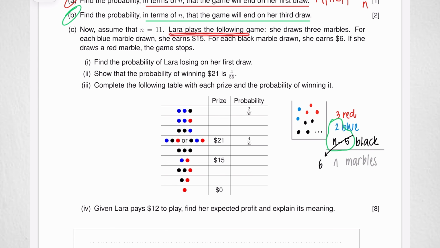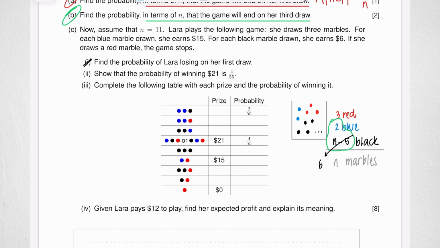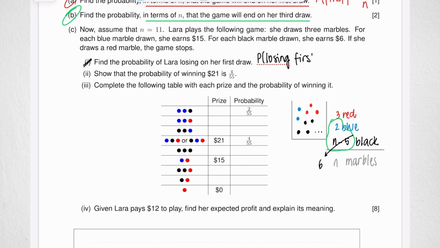And Lara is playing the following game. She draws 3 marbles. For each blue marble drawn, she earns 15 bucks. For each black one, she earns 6. And if she draws a red marble, then the game stops. Now, in this case, the probability of losing on her first draw is 3 out of the total, which is 11 now. So the probability of losing on the first is 3 out of 11, which we can represent in this table right here, which we're going to end up filling completely in the next few questions.